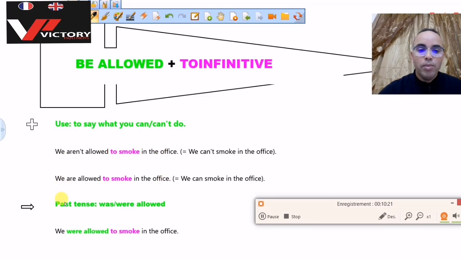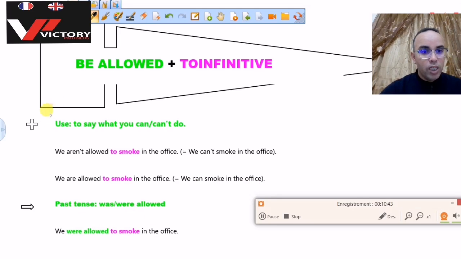Here we have got some examples. We aren't allowed to smoke in the office, which means we don't have the permission to smoke in the office, or we can't smoke in the office. We are allowed to smoke in the office, which means we can smoke in the office, or we have the permission to smoke in the office.